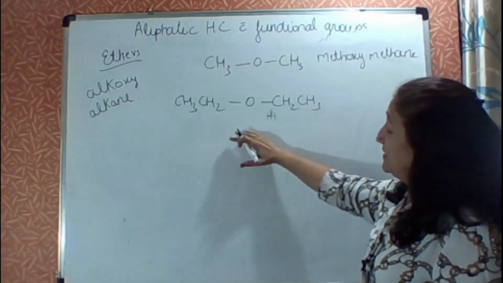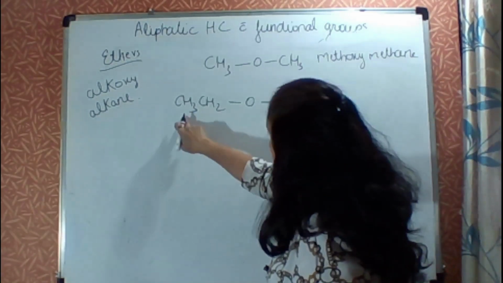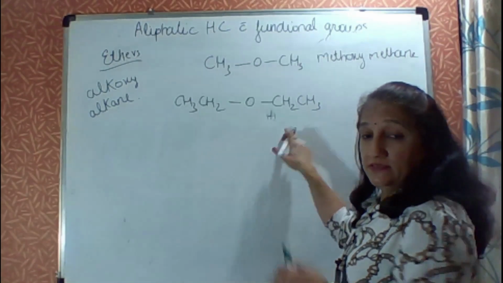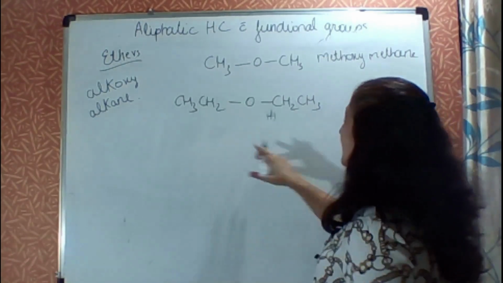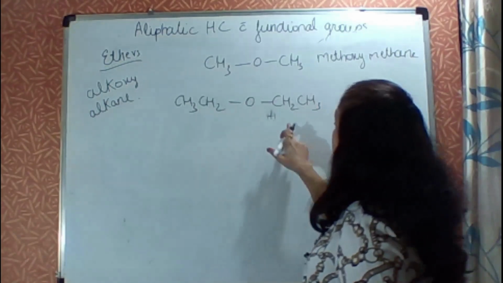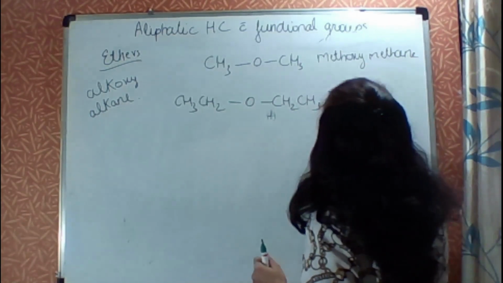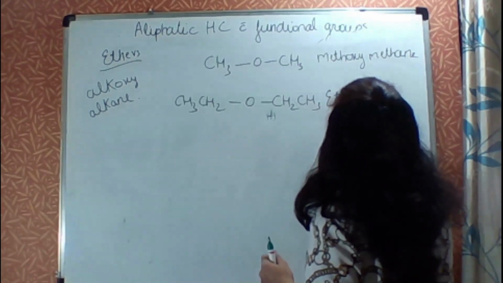Methoxymethane. Here we have ethyl group C2H5 and C2H5. Am I right? Just take a look very carefully. This is C2H5, this is C2H5. Both sides there are ethyl groups present. So this compound will be known as ethoxyethane.